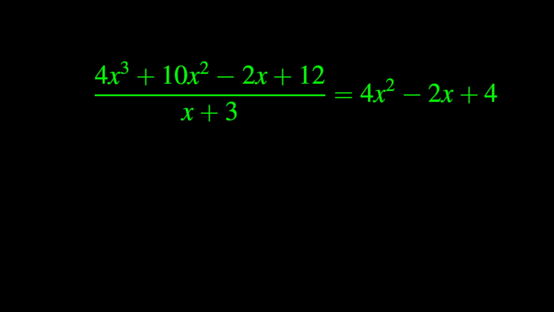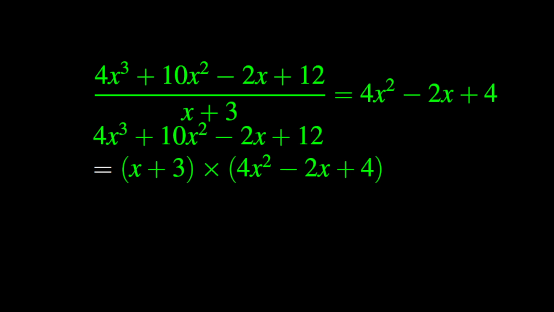When we divide 4x cubed, plus 10x squared, minus 2x, plus 12 by x plus 3, we get 4x squared, minus 2x, plus 4. Therefore, 4x cubed, plus 10x squared, minus 2x, plus 12 can be written as the product of x plus 3 and 4x squared, minus 2x, plus 4.